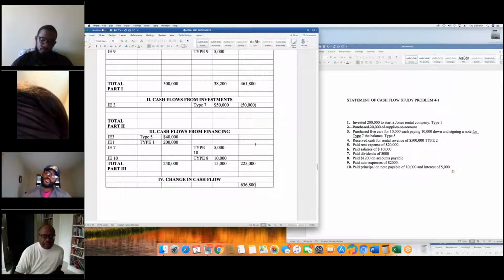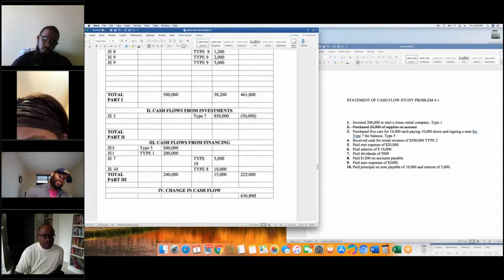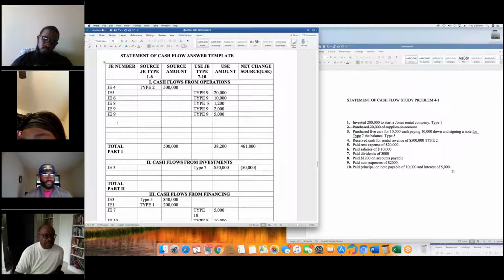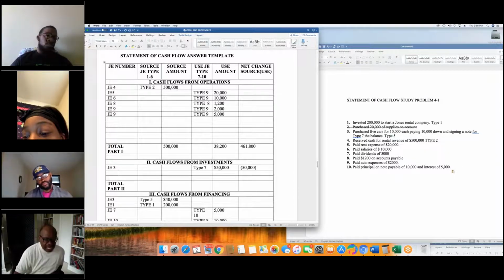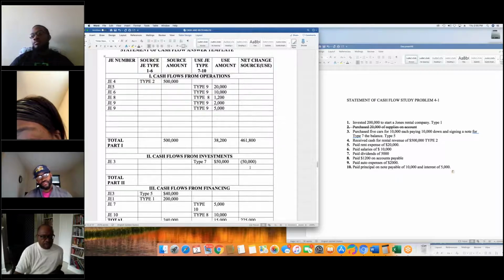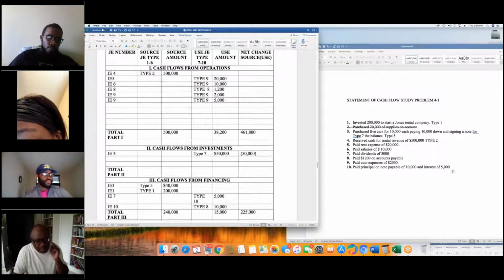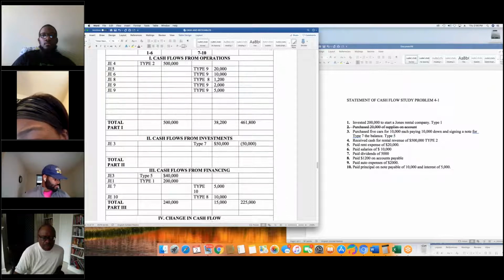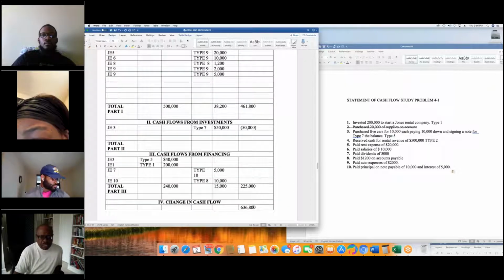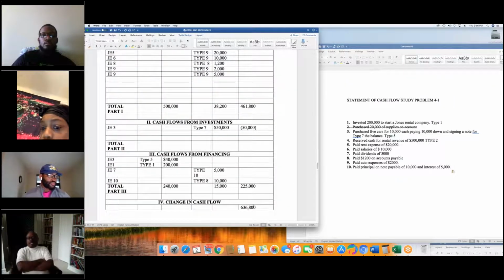So we combine the three areas. We add up cash flow from part one operations, which we like to see, minus the 50,000 investment in part two, which we probably would like to see more, plus the 225,000 in part three. But we did buy a car, so that's a lot of the reason we have money there. So the total is 636,800. Any questions?